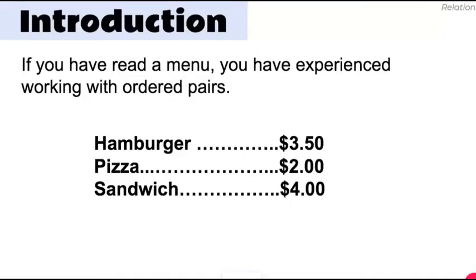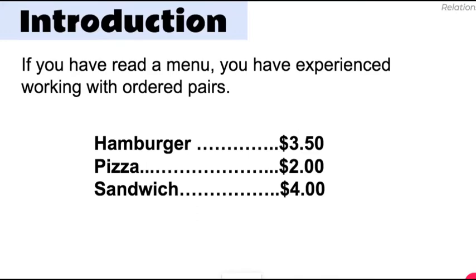Hey, we are going to talk about something called relations. But before I start giving you any vocabulary, we're going to take a look at something you've probably seen before, a menu. If you've read a menu, you have experienced working with ordered pairs. As we get through the vocab, you'll also realize you have experienced relations. You may not realize it, but you'll see in a second.